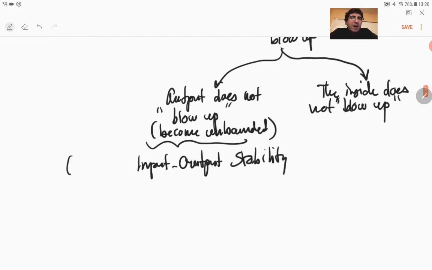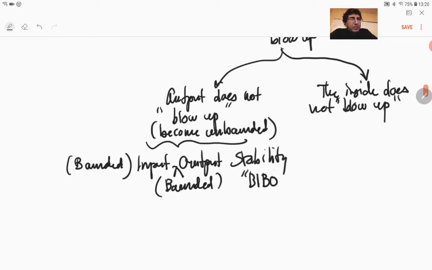Or bounded inputs and bounded output stability. So this is known as the so-called BIBO stability. So if we have a bounded input, we have a bounded output. Obviously, if you don't have a bounded input like a ramp, a system may still be stable, but you don't expect the output to be bounded if the input is not bounded.